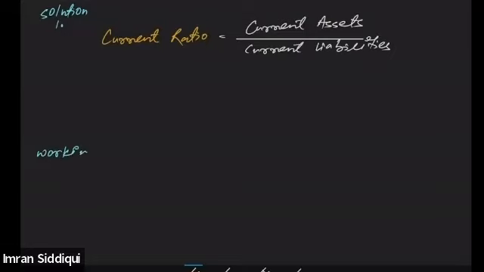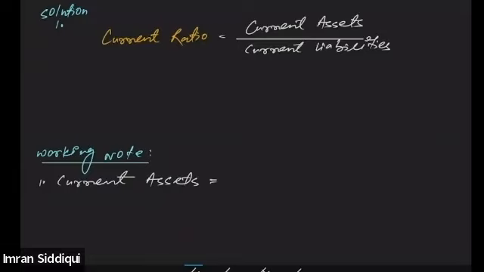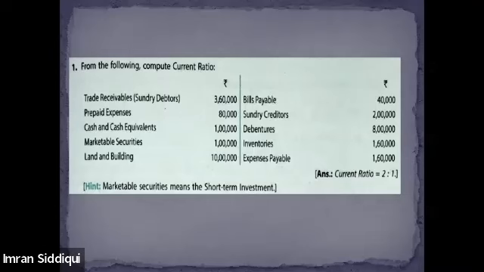Working note. First of all, we want the value of the current asset. In order to find out the value of the current asset, you have to add certain items. Let's figure out what are the different items that fall under the category of current asset. Starting with the trade receivable, I'm sure everybody knows that trade receivable is a current asset, right? And prepaid expenses is also a current asset. Cash and cash equivalent, again, it is a current asset. Marketable securities is also a current asset. But land and building is not a current asset, right?